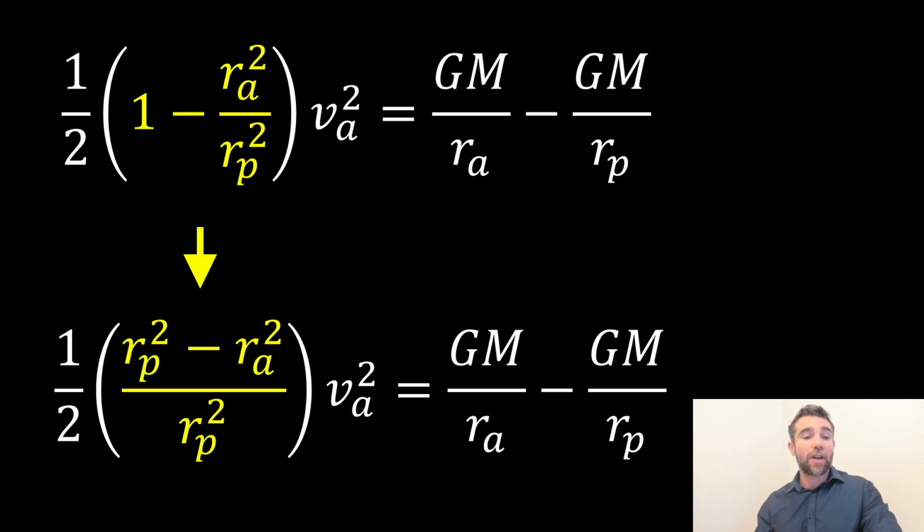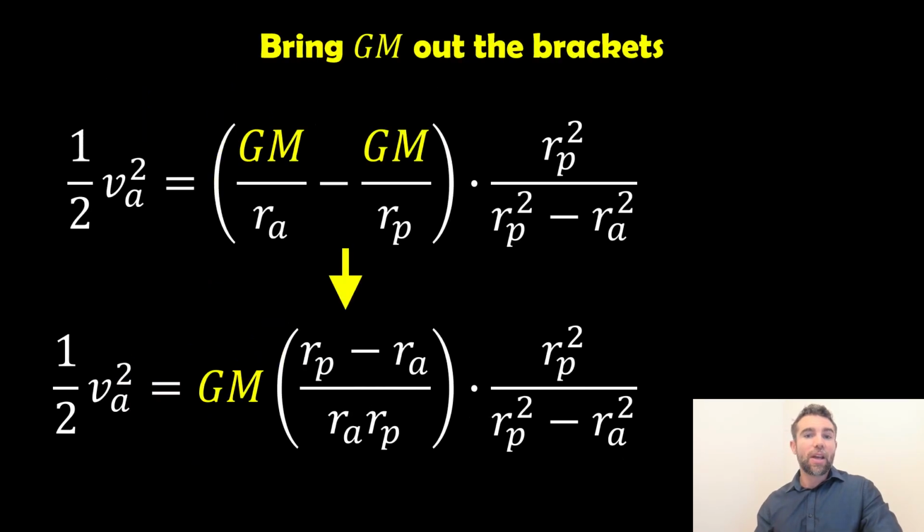So now we don't have the pericenter velocity, but we do have both of those distances and the velocity at the apocenter. Now we can bring the GM out of the brackets because it's on both parts. So if we bring it out, we end up with what we have on the bottom there instead. Again, we're tidying this up, trying to simplify it a little bit so we can end up with our Vis Viva equation.